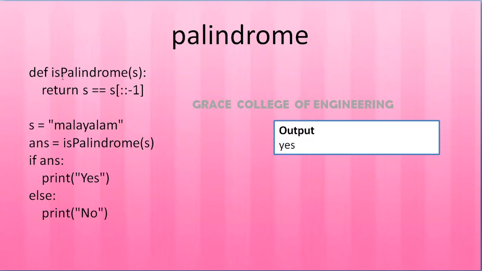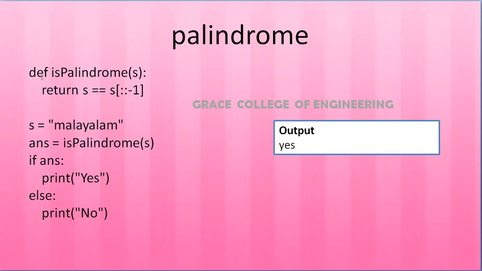First, define one function. Before that, the program starts from here only. S is equal to Malayalam. This string will be stored in this S variable. Next, another variable is there, ANS, which is equal to is palindrome. This is one function. When we call this function, it will move to here. def is a keyword. By using that you can create a function. So it automatically moves here.